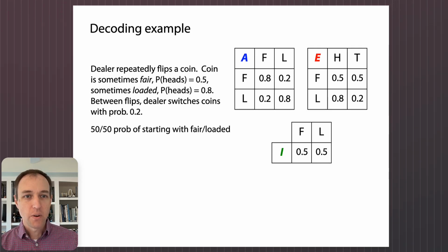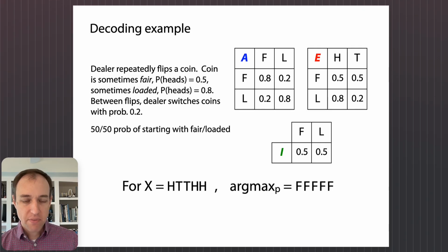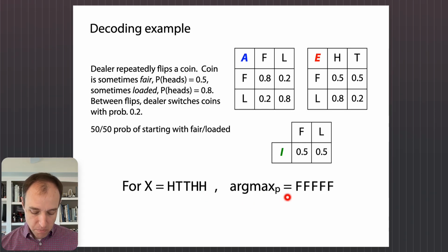Here's our favorite occasionally dishonest casino example. I had to change one small thing here, which is this probability right here, just to make it so that this works for a small example. And so the dealer is somewhat less likely to switch coins in this version. And if we have this as our emission string, heads, tails, tails, heads, heads, if that's what we saw the dealer do, then the argmax P, the path that maximizes the joint probability of the path and this emission, is this one: all fair. Fair, fair, fair, fair, fair. Right? So the dealer was using the fair coin in each step.